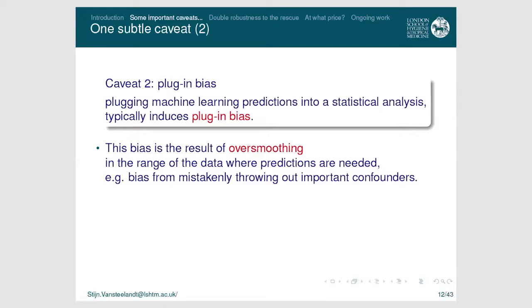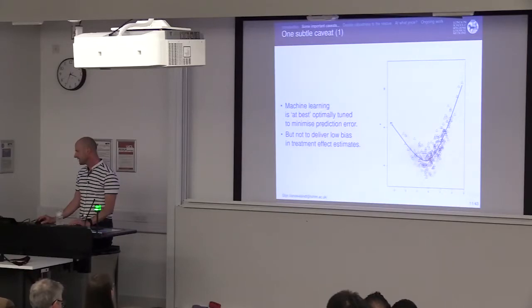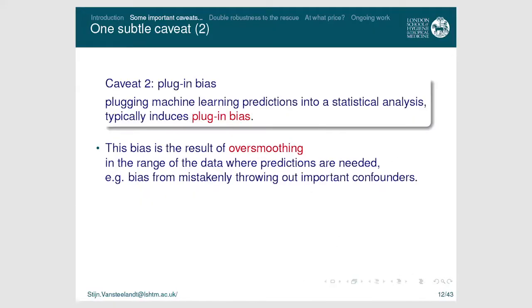So because of this, we end up with what I tend to call plug-in bias. We obtain a bias in treatment effect estimates as a result of plugging in machine learning fits into the analysis. You could view this plug-in bias as the consequence of over-smoothing the data in the region where I'm making prediction. We have over-smoothed the data in this region because we just had no data for treated people over there.